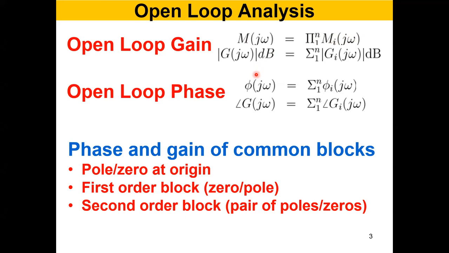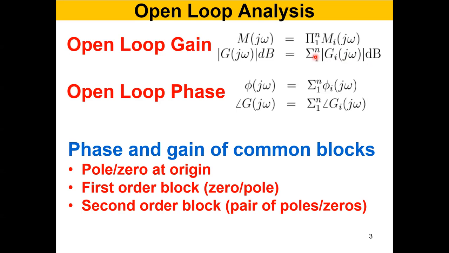Now, if you want to get the total transfer function gain, G j omega, in terms of dB, for example, then you take the individual blocks' magnitude in dB and add them together. This is another discussion. Why don't you read a little bit about this decibel representation of gains? Pretty basic stuff. Maybe you have done it already or forgotten. Go to the internet and look at some of the notes on gain representation using dB.